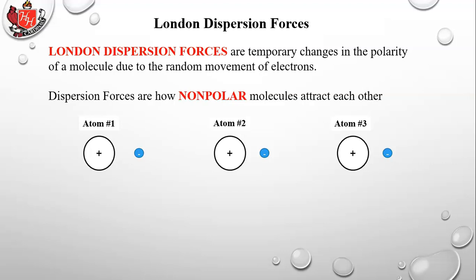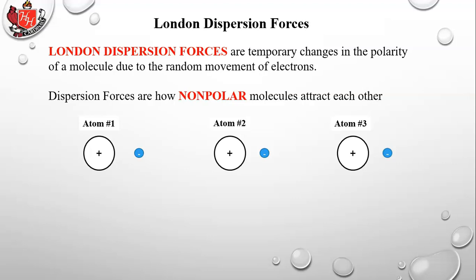London dispersion forces are temporary changes in the polarity of a molecule due to the random movement of electrons. Dispersion forces are how nonpolar molecules attract each other. So that may be a question that occurred to you, is if a molecule is nonpolar, how can it stick to another nonpolar molecule? Because they do. Well, you're going to see how that works.